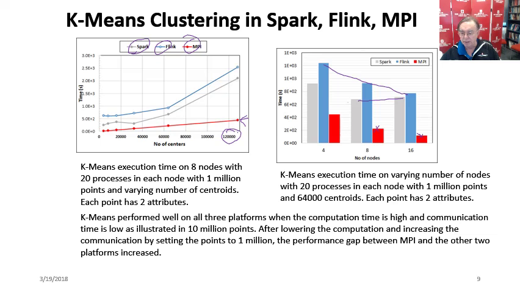Here is a medium case, 64,000, this case here. And so there's not these huge differences; this is more like a factor of 20 difference between Spark and MPI.